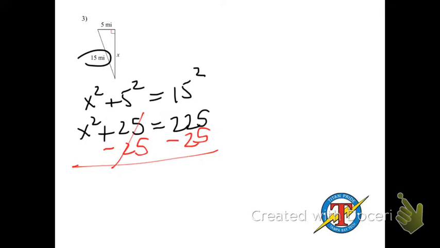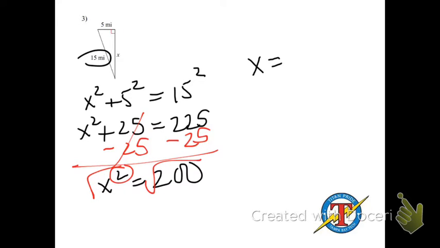And x squared equals 200. Okay, now we're going to take the square root of both sides just like before, and the square and square root cancel each other out, so x equals the square root of 200. But that's not a perfect square. So you're going to write your answer two different ways depending on the directions, okay?